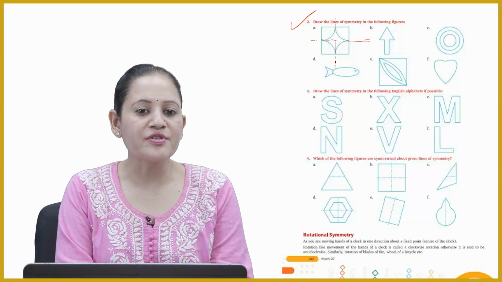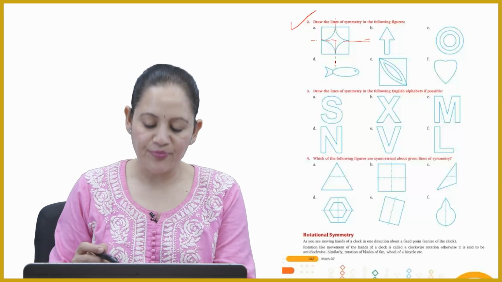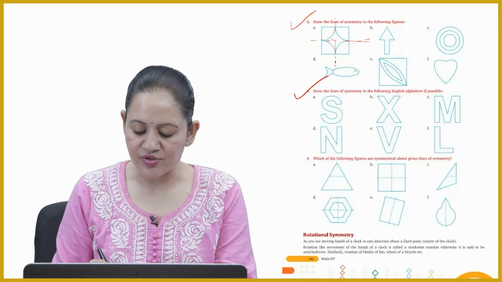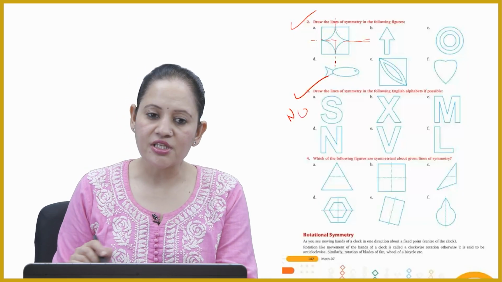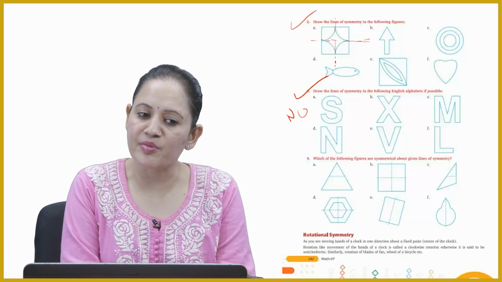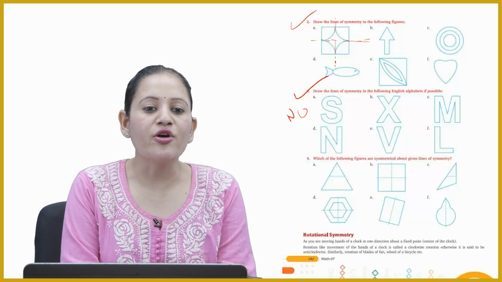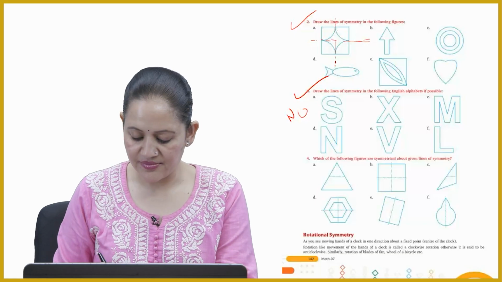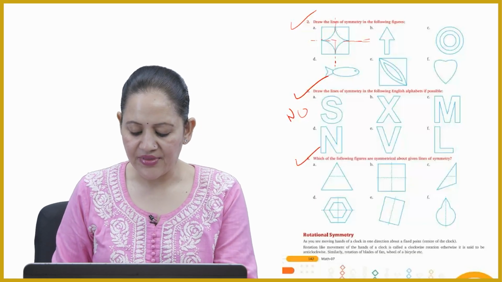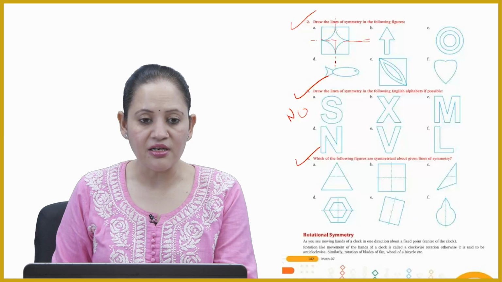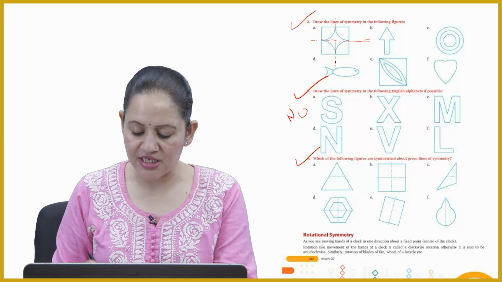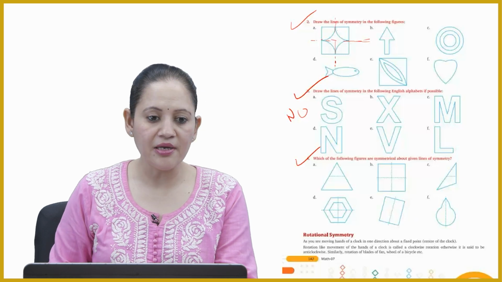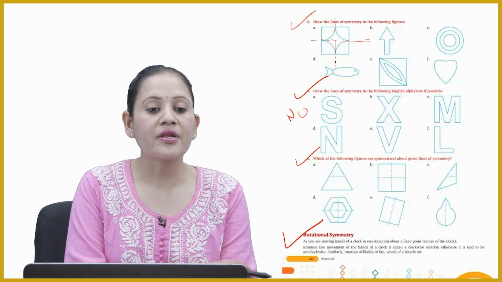Next is, draw a line of symmetry in the following English alphabet if possible. So, if we talk about the letter S, that has no line of symmetry. So, इसी तरीके से आपको बाकी सारे अल्फाबेट पे लाइन ऑफ सिमेट्री बतानी है. Next, which of the following figures are symmetrical about the given line of symmetry. So this figure is not symmetrical around the given line of symmetry because it's not dividing the given figure into two identical parts. Clear?